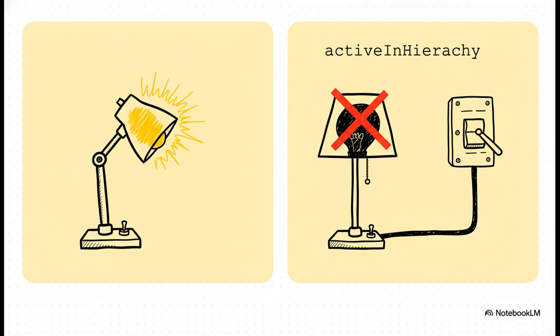The best way to get this is with an analogy. Think of activeSelf like the little switch on a lamp. It just tells you if that one lamp is turned on. But activeInHierarchy, that's like the main circuit breaker for the whole house. If that breaker's off, it doesn't matter one bit if the lamp switch is on. There's no power. An object is only active in the hierarchy if its own little checkbox is ticked and every single one of its parents all the way up the chain are also ticked.